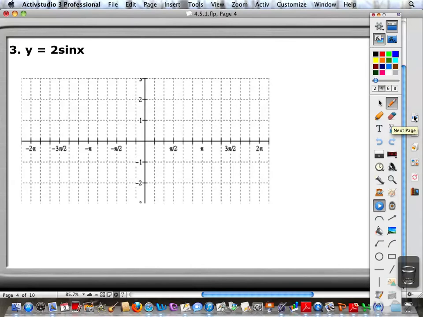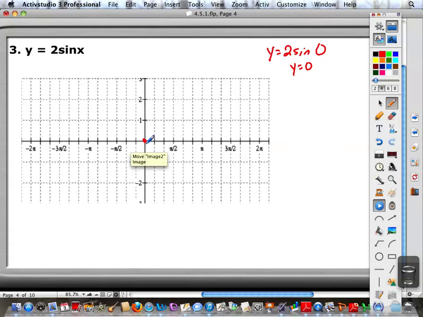Okay, so let's change it up. Let's go 2 times the sine of x. And again, let's just look at those major angles that are on our axes just to get a general shape. So y equals 2 sine of 0. Well, the sine of 0 is still 0 times 2. It still gives me 0. So I'm still starting at 0, 0.